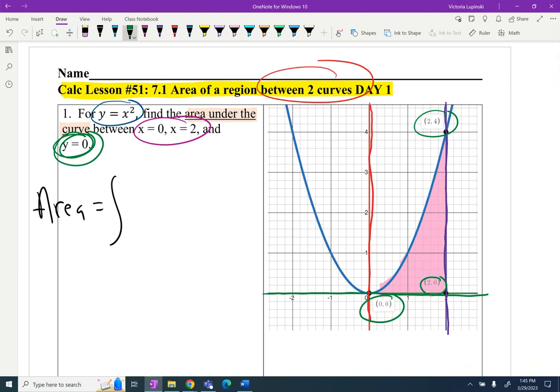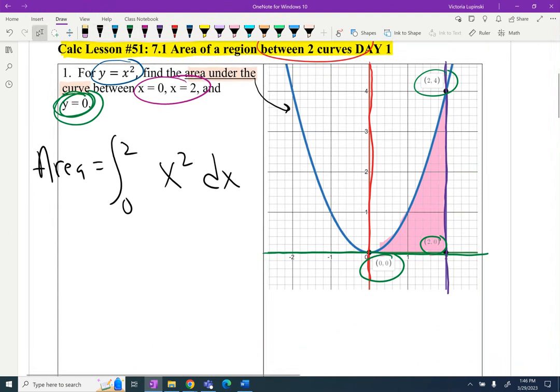When you go to set up your definite integral, from what x to what x does that pink region exist? Tell me. 0 to 2. You have one on your paper. It's okay. All right. You're trying to find the area under the blue curve. The blue curve is x squared. And then, of course, remember when you integrate something, you must have a variable of integration, which in this case is dx. Then you solve it just like we've been doing.